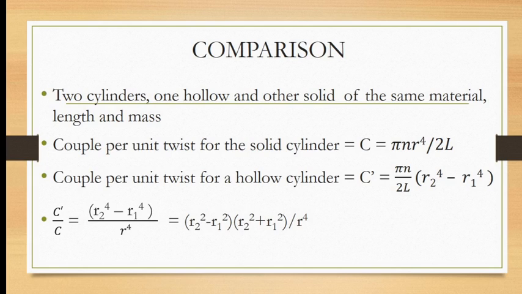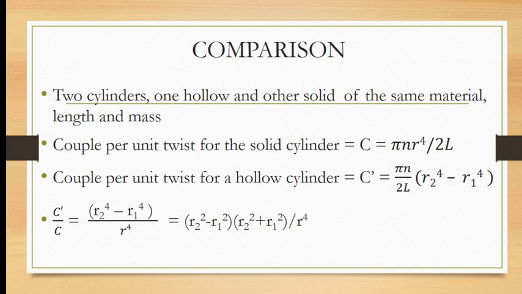What will you get? Pi n by 12 will get cancelled, and what remains? Only the radius terms remain. So C dash by C will give you R2 raised to 4 minus R1 raised to 4 by R raised to 4. And the numerator can be simplified like R2 square minus R1 square into R2 square plus R1 square, divided by R raised to 4. So we have got the ratio of couple per unit twist, C dash by C, with C dash as that of a hollow cylinder and C as that of a solid cylinder.